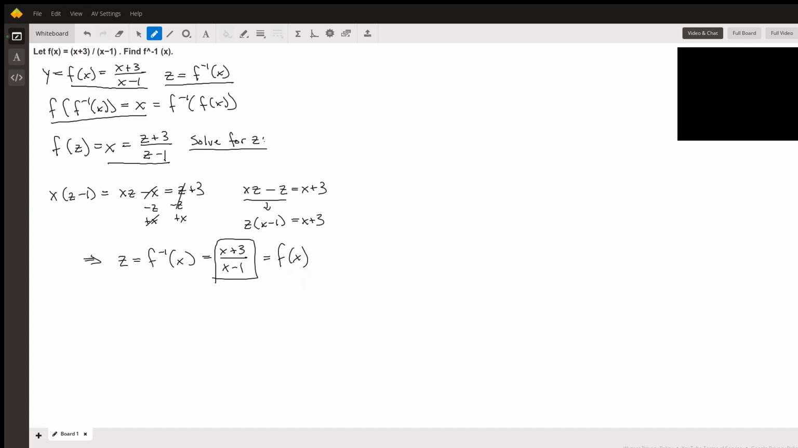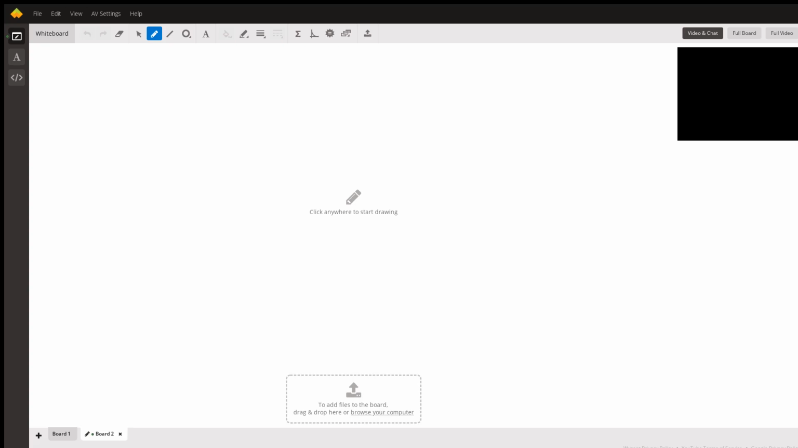This isn't normally true. This is a very special function for which f of x actually equals the inverse of f. And we can quickly show this. We can see that if we do x plus 3 over x minus 1 plus 3, what I'm doing is basically replacing everywhere I see x in the original function with the function itself. So x plus 3 over x minus 1 minus 1.